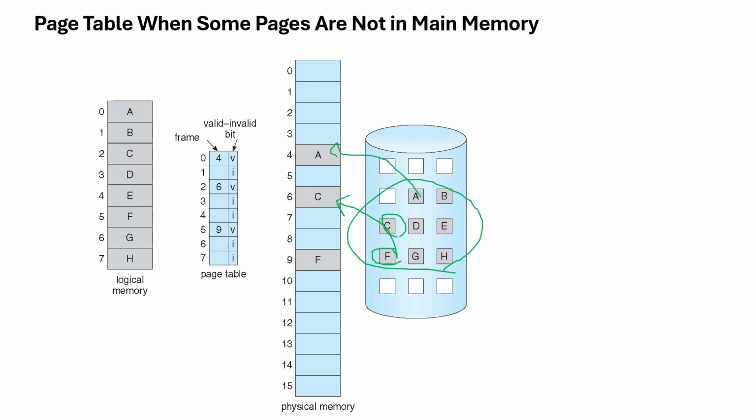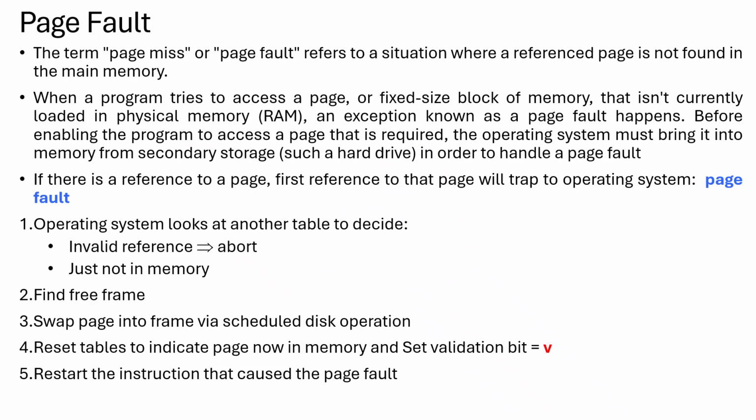So what happened? A is stored in the fourth frame in main memory. Then the second one is C, which is in the sixth frame. Then F is in the ninth frame. So these three bits are set to valid. The remaining page entries are invalid because there is no page information in memory.